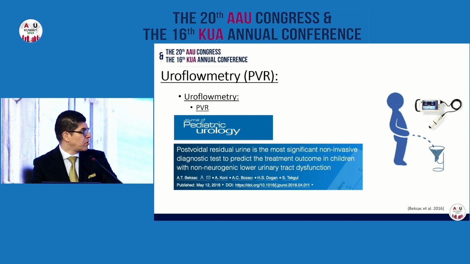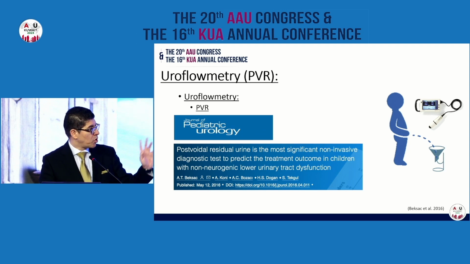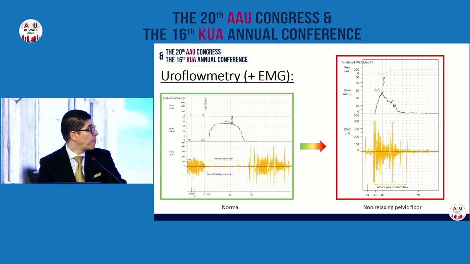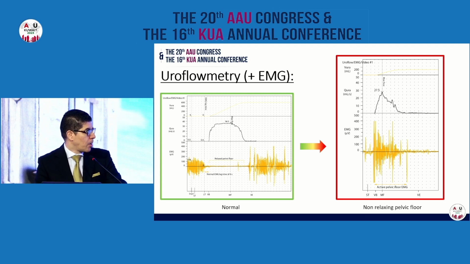In this publication, and this is matching our practice, actually, post-voiding residual volume is the most important data we get from this study, which can affect our management plan. If you accompany the uroflowmetry with EMG, we can get more valuable data regarding the external sphincter. Meanwhile, taking EMG in children is also challenging.